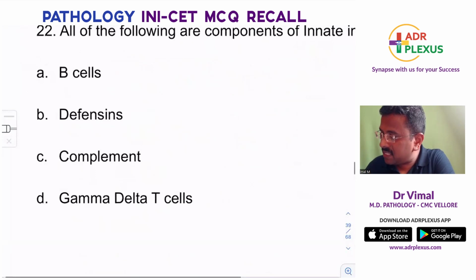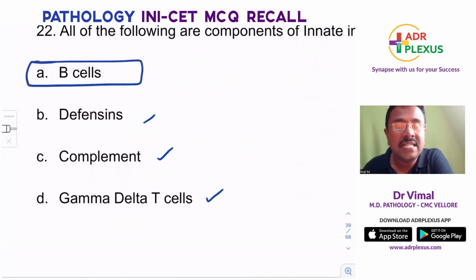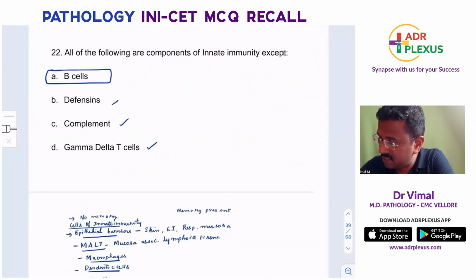Coming to the options here, defensins, complement, and gamma delta T cells are all components of innate immunity, and definitely B cells are not. B cells, which differentiate into plasma cells and produce antibodies, come under acquired immunity. So we have to choose the option of B cells in this question.